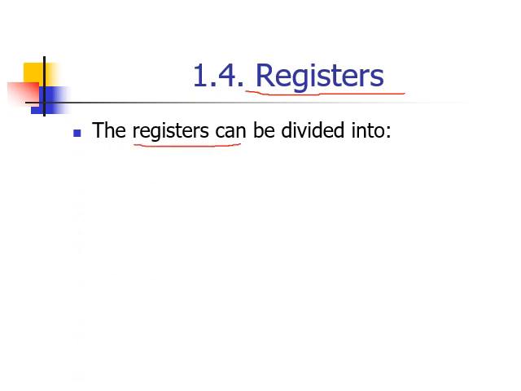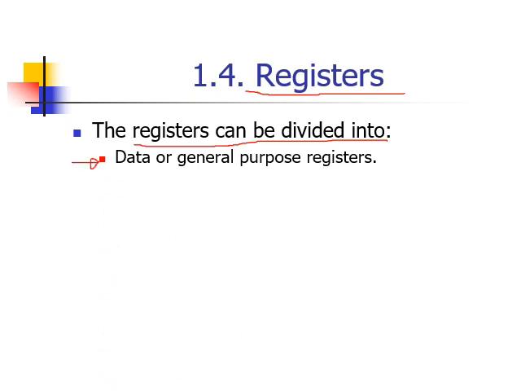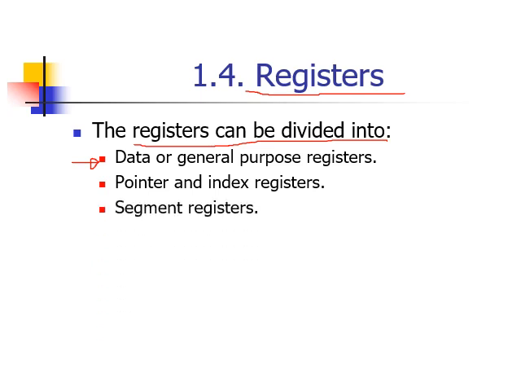Registers in 8086 and 8088 processors can be divided into 4 different types: the general purpose registers, the pointer and index registers, the segment registers, and flag registers. So these are the 4 different types of registers inside your 8088 and 8086 processors. And each of these 4 groups is dedicated for some function.